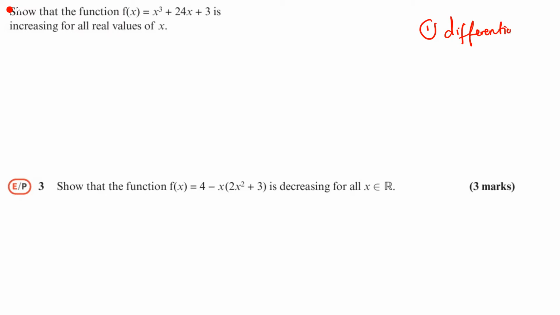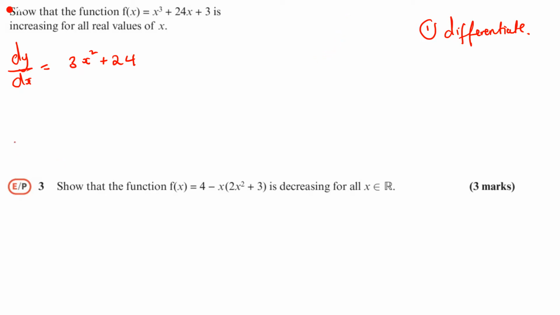Differentiating, the dy over dx will give us 3x squared plus 24. That's the dy dx. Now, to show that the function is increasing for all real values, what that means is that for any value of x, the curve is always going up. Okay, it's increasing, something like that. It's always going up.